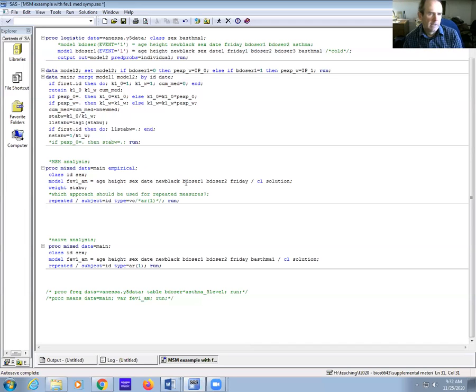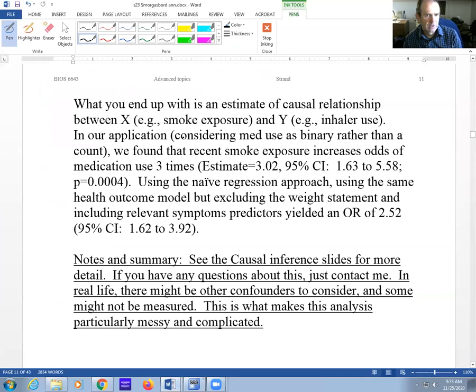Okay, and in terms of our application, this is one situation. The application we're talking about here is a similar one, but this is again considering the effect of smoke exposure on inhaler use using the marginal structural model approach.